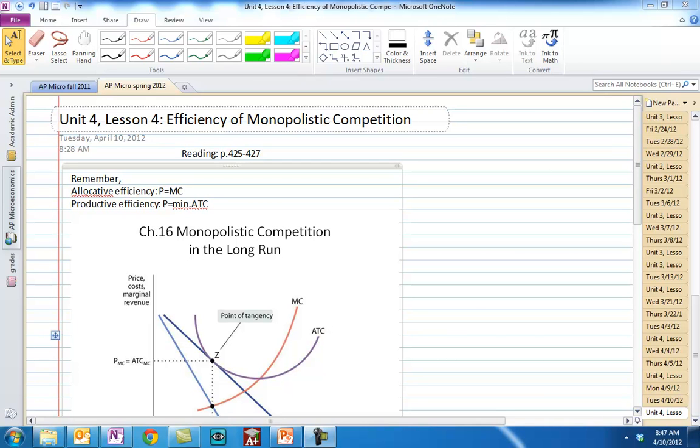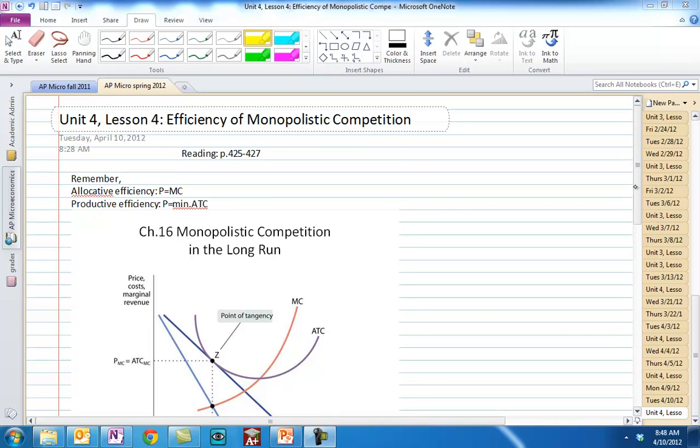All right, welcome to Unit 4, Lesson 4 on the efficiency of monopolistic competition. Just really one more thing to touch on this market structure of monopolistic competition, and this will end our study of market structures. This is the last lesson in the unit, and the last before we move on to other topics outside of market structure. So we're going to do a little summarizing of market structures overall as well.